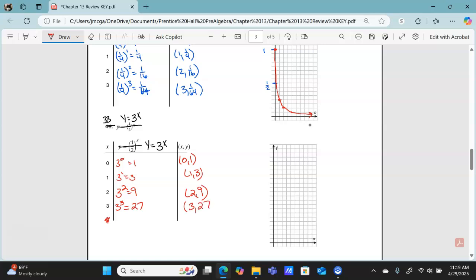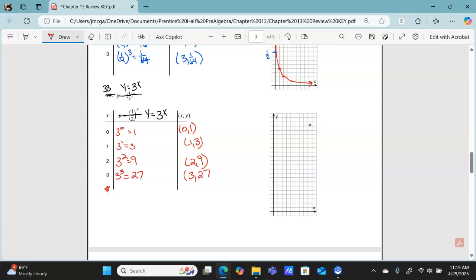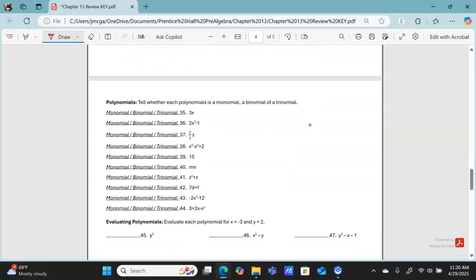So if we scale this, 1, 2, 3, 4, 5, 6, 7, 8, 9, 10, 11, 12, 13, 14, 15, 16, 17, 18, 19, 20, 21, 22. Let's not bother scaling it. 0, 1, 1, 3, 2, 9. 1, 2, 3, 4, 5, 6, 7, 8, 9. And then 27 would be like somewhere out here. Up there. So I just went by ones, and since I went by ones, I don't have to label the axes.